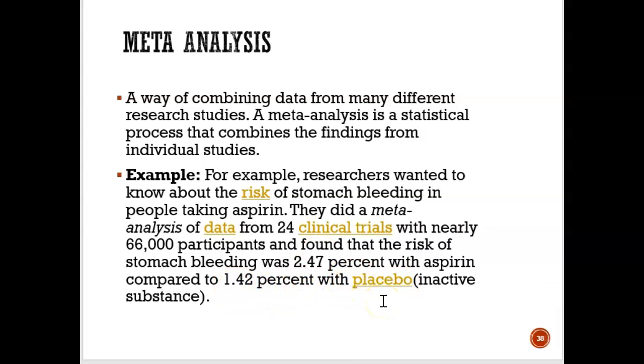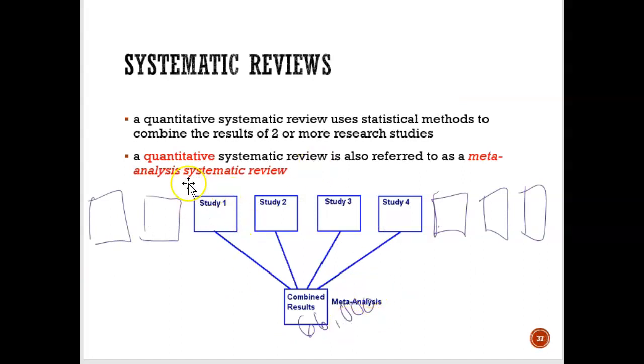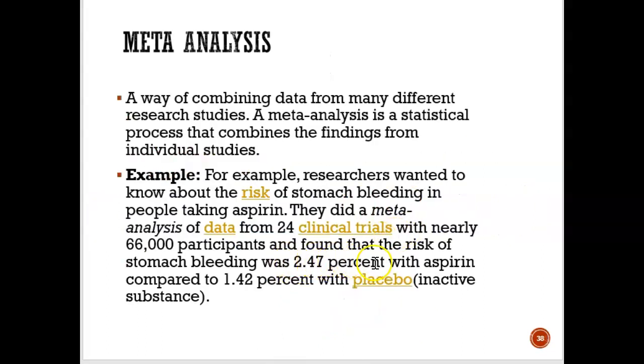A placebo is basically a drug that has inactive substances. The participants may think that they're taking aspirin, but really it's a fake drug with no aspirin inside, and their mind is tricked into thinking they're taking aspirin. So meta-analysis is basically when math is involved. In this case, they looked at so many studies, 66,000 participants, and used statistical methods to come up with the conclusion that 2.47% is the risk found when you take aspirin for stomach bleeding.